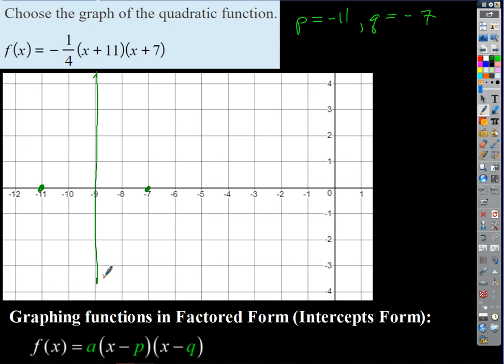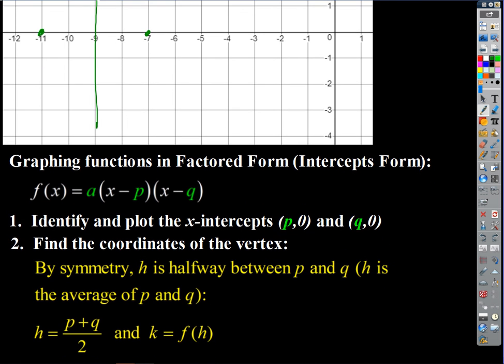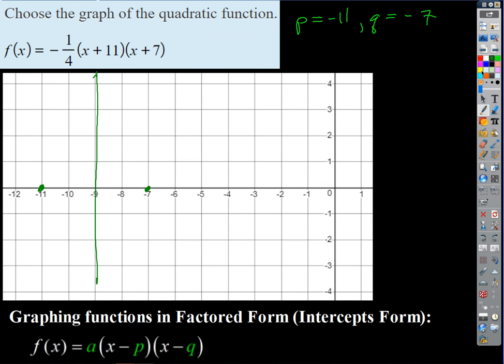How could we find that maybe more generally? If I had numbers for p and q, and maybe they were weird numbers where it's hard to see what the middle value is, you just add them both up, and then you divide by 2. Yeah, middle is average in math, isn't it? So we could always just add them and divide by 2 to find the x-coordinate of the vertex, which is just h. So in this case h is their average. Negative 18 over 2 is negative 9.